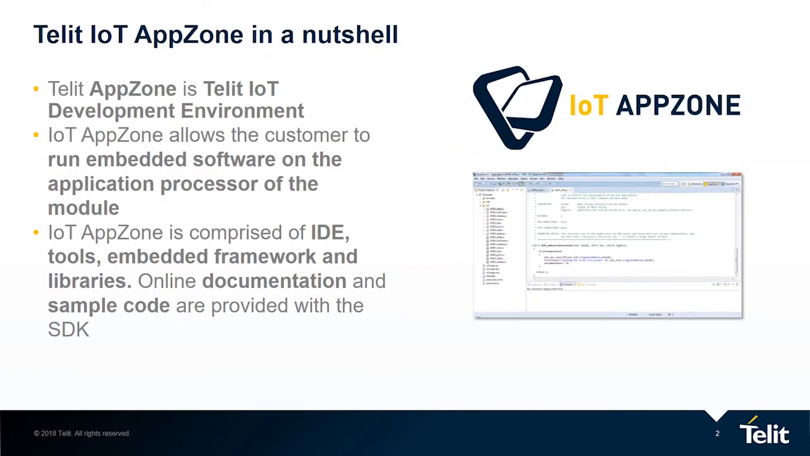What is AppZone? In a nutshell, AppZone is an embedded development environment which allows to build and run code in the module, taking advantage of the integrated application processor. AppZone comes with an SDK, which includes the so-called IDE, the integrated development environment, the tool chain, and of course, the framework and the libraries that are used to compile and run the application. The documentation and the sample code are part of the SDK as well.